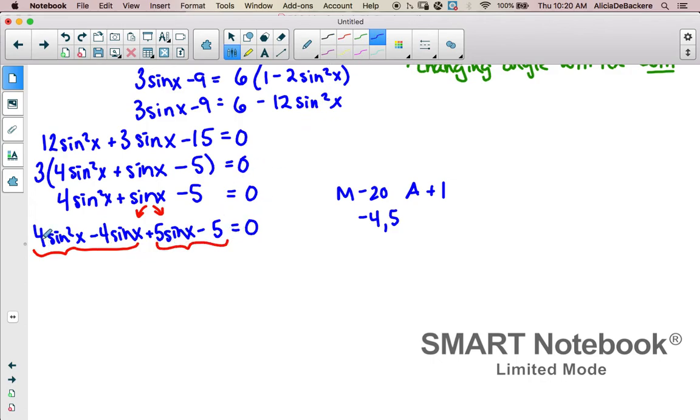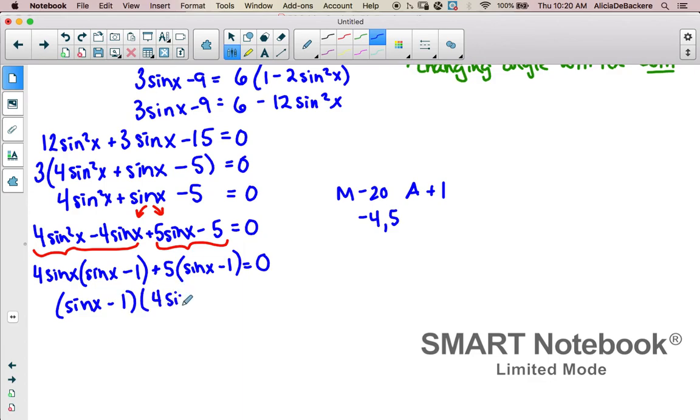Now that I've got 4 terms, I'm going to group the first 2 and group the last 2, and I'm looking for a common factor. So in the first 2, there's a common factor of 4, and there's a common factor of sine x. And so I'll divide each one of these terms by 4 sine x. So in the first term, there's still a sine x left over. And with the second term, when I divide those, I'm left with a negative 1. And then with the second pair, I see that there's a common factor of 5, and I'll divide the 5 out from each of the terms, and I'm also left with sine x minus 1. Then I'm going to take that common bracket, factor it out, and then write the leftovers after I divide out the common factor. All right, so now I've got my two brackets.